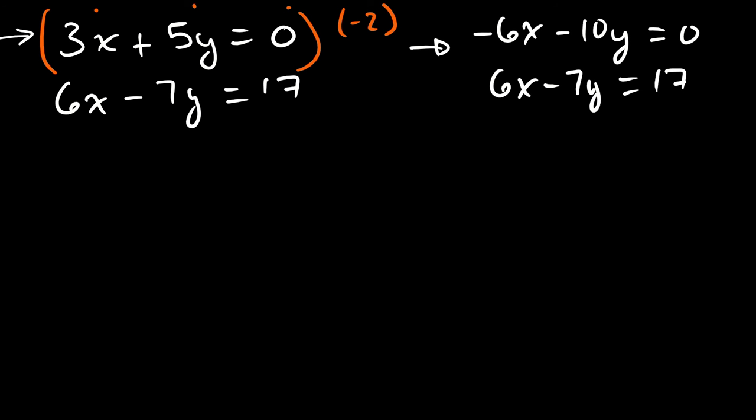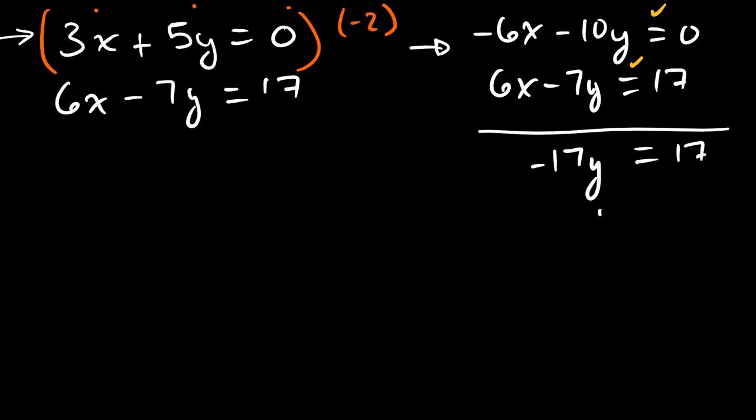All right, so now I can see that I have equal things. If you add equal things to equal things, you'll get equal things. So the addition property of equality tells me that if I combine these on the left-hand side, I'm going to get -17y, and on the right-hand side, I'm going to get 17, which means that y is the number -1.